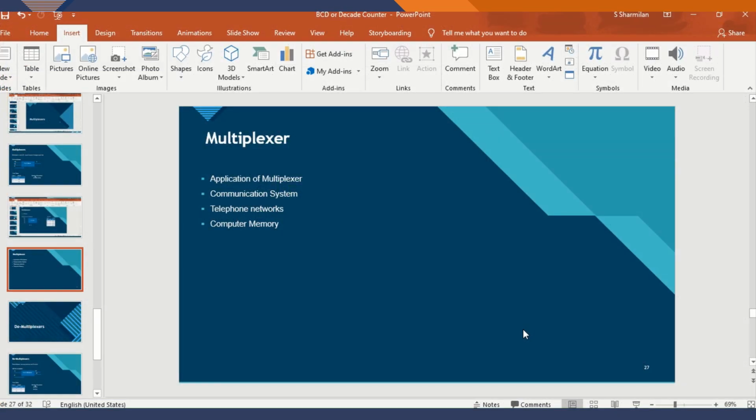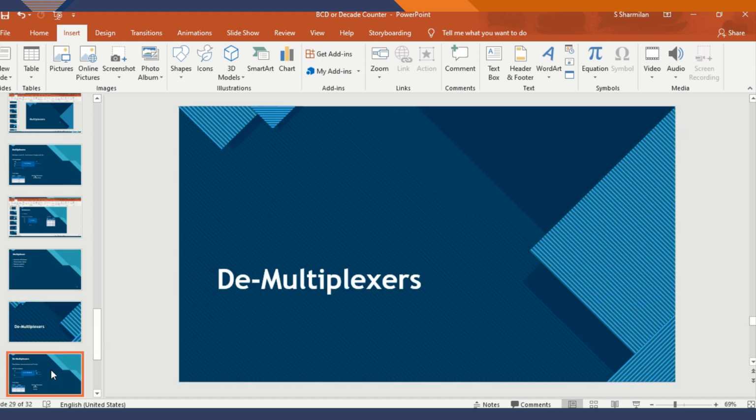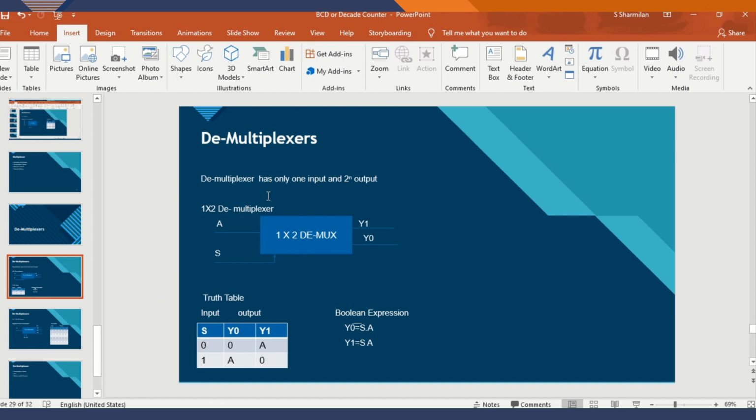Now we are going to see applications of multiplexer. These are applications: communication system, telephone network and computer memory. Next we are seeing the demultiplexer. A demultiplexer has only one input and 2 to the power n outputs. That means here I put one input, I will take two outputs.